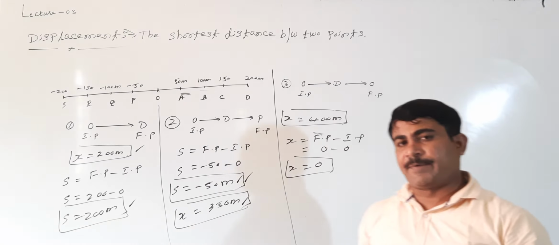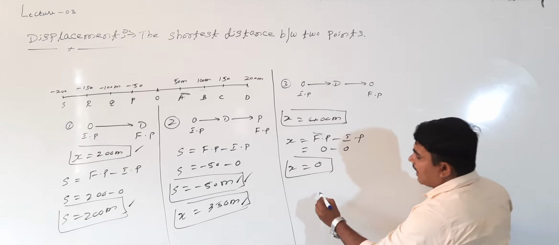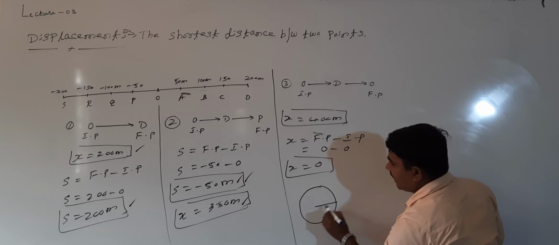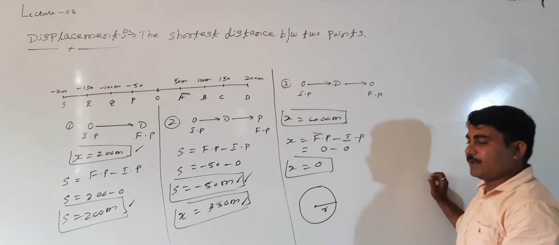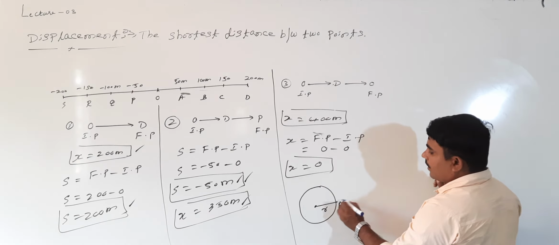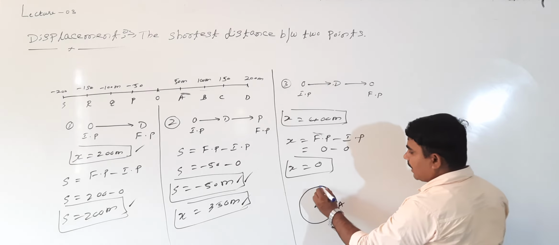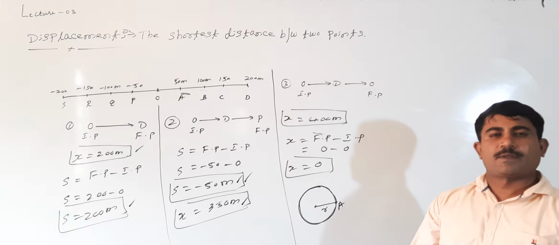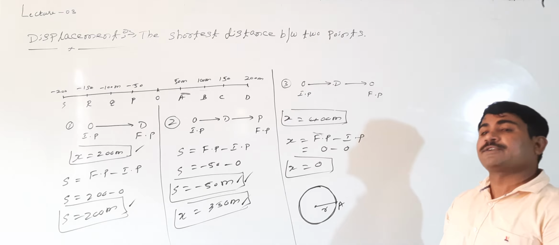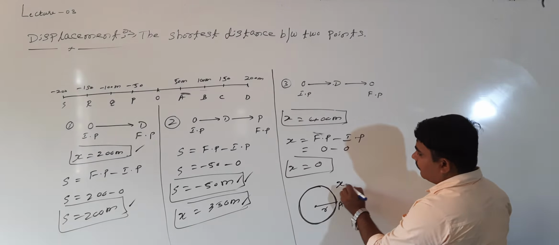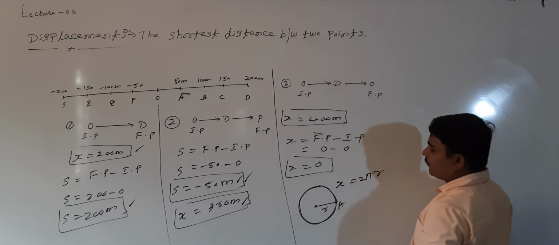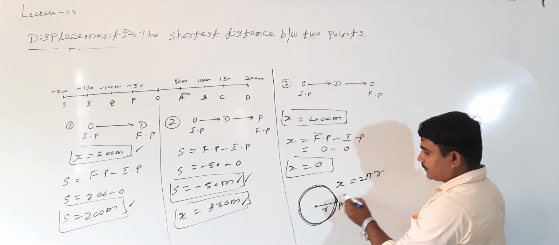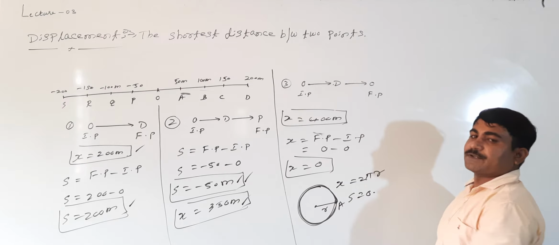We can take one more example. Consider the particle moving in a circular path with radius r. This is the point A. When the particle moves from point A and again returns to the same point, that is one complete circle. For one complete circle, what is the distance? Distance equals 2 pi r. The particle comes from this point and again comes to the same point. So what about displacement? Displacement is 0.